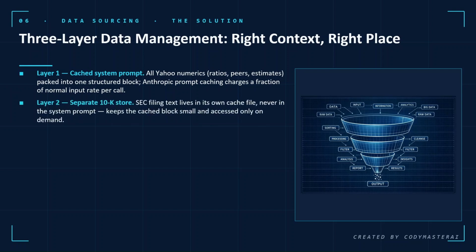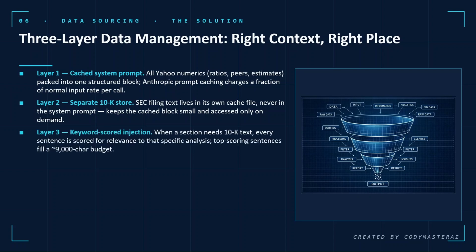Layer 2 is a separate 10K data store. The SEC filing text lives in its own cache file, completely separate from the system prompt. It's never sent to Claude until an analysis section actually needs it. The context-aware data injection is a conscious design choice to contain token spending to where it's truly needed.